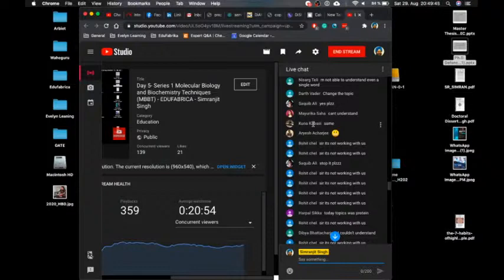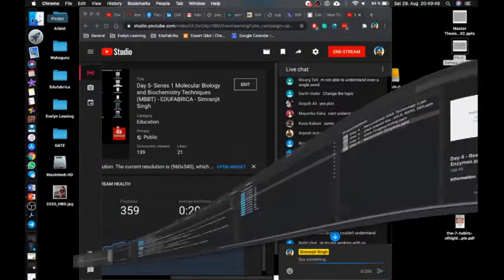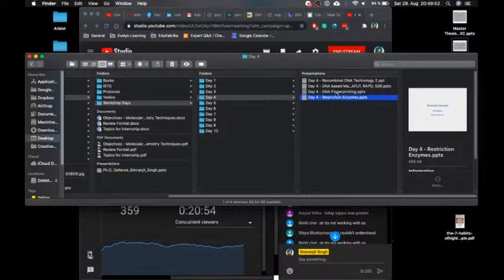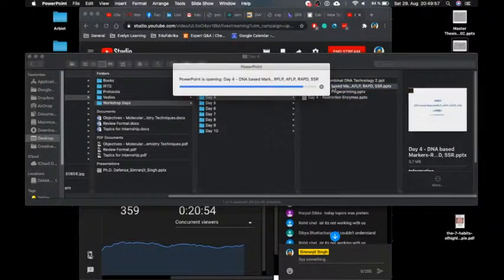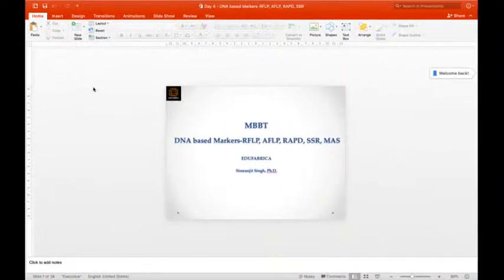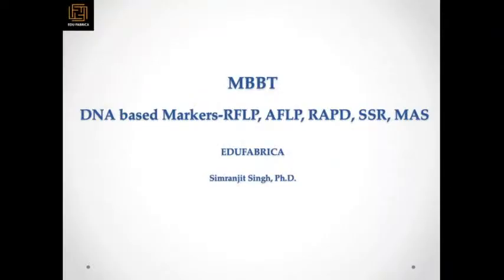So we will come to the topic now of our today's topic. That is the markers. So these are basically the DNA based markers like RFLP, AFLP, RAPDs, SSRs, MAS, which really help to identify any disease state or any salt tolerant genes or drought tolerant genes or any genes that you're looking for that is good for you from the plant biology perspective or animal biology perspective. They play a big role in that, these markers.